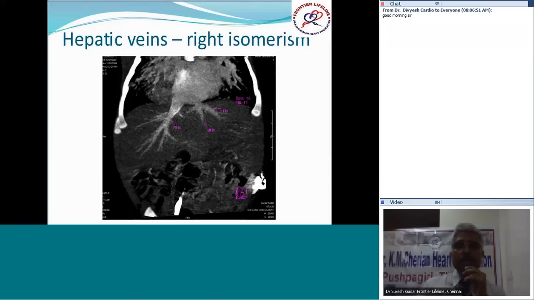And this is what I referred to with regard to the hepatic veins. You would normally expect the hepatic veins to join the inferior vena cava either separately or through a common trunk. In the case of right isomerism, they may join the atria separately. The right sided hepatic veins join the right corner of the common atrium and the left sided veins join the left corner of the common atrium.